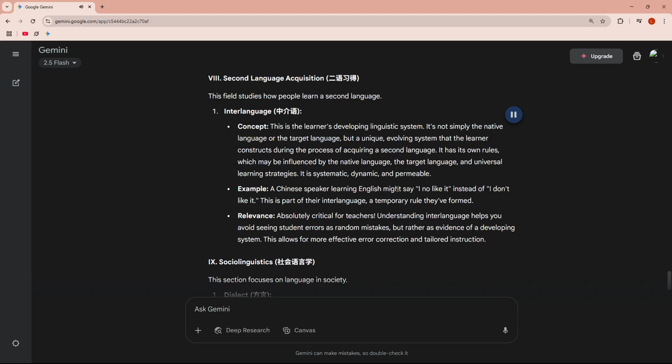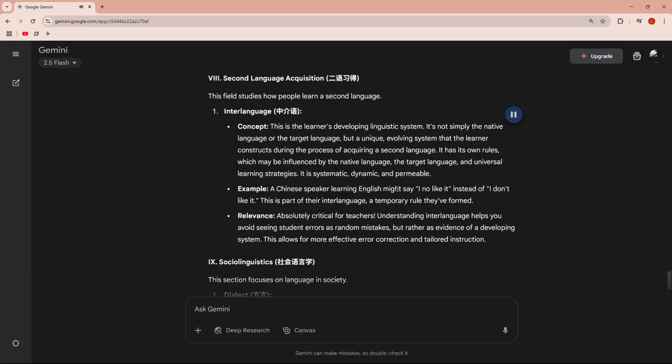It's not simply the native language or the target language, but a unique, evolving system that the learner constructs during the process of acquiring a second language. It has its own rules, which may be influenced by the native language, the target language, and universal learning strategies. It is systematic, dynamic, and permeable.